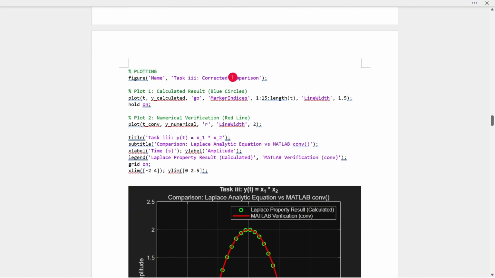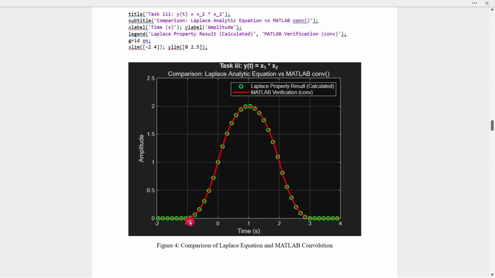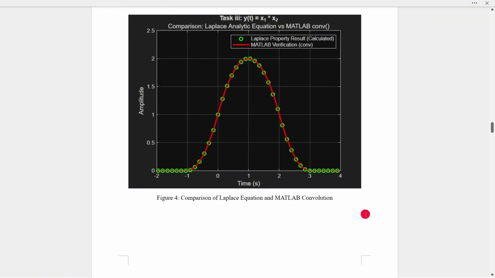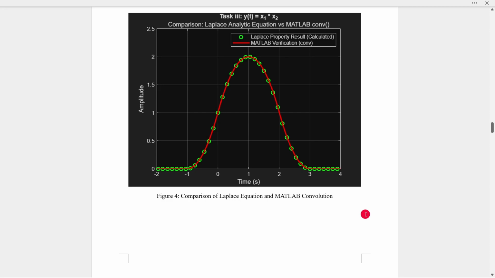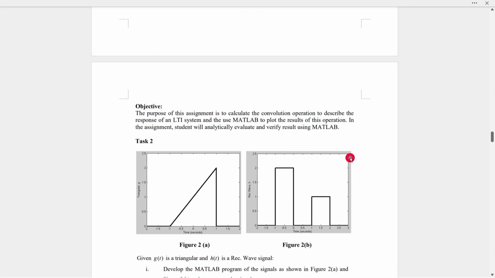So following is the plotting of the result, where the green circles are the Laplace property result, and the one in red is the convolution result, and it shows two identical waveforms. They have the same shape, and hence prove the convolution theorem. Now I will pass to my teammate Cheng Hok on task 2.